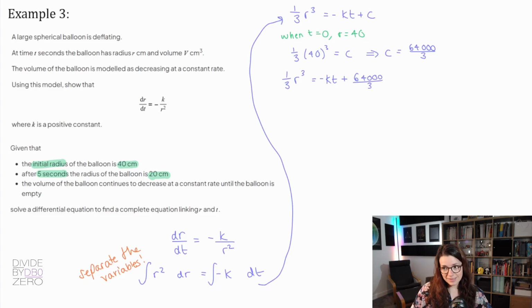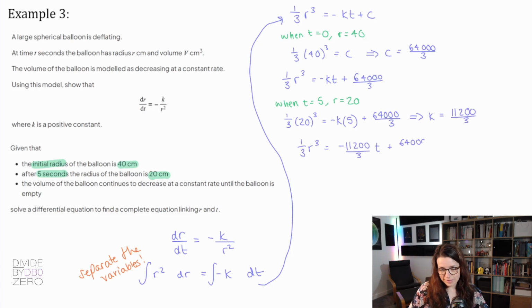Let's put in the next information. So when t is 5, r is 20. Subbing that in is going to allow us to find k. And you get k is 11,200 over 3. So now the equation looks like this. We can times everything by 3. And this is a complete equation linking r and t. But I would probably cube root both sides just to make r the subject.